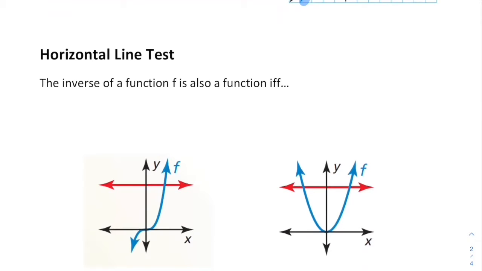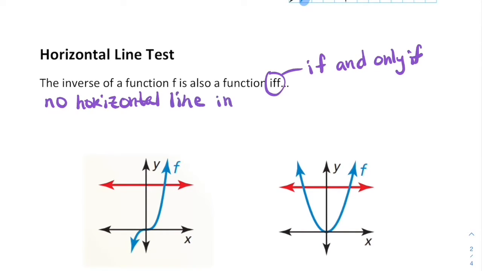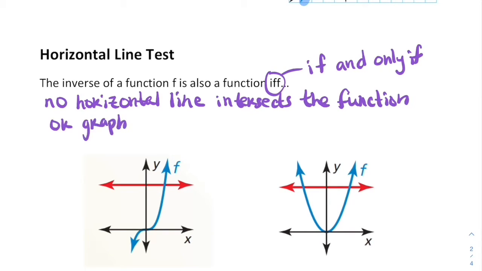The horizontal line test says that the inverse of a function f is also a function itself if and only if no horizontal line intersects the graph of f more than once. So if it passes the horizontal line test, that means that a horizontal line only crosses the function once. If it fails the horizontal line test, it crosses more than once.